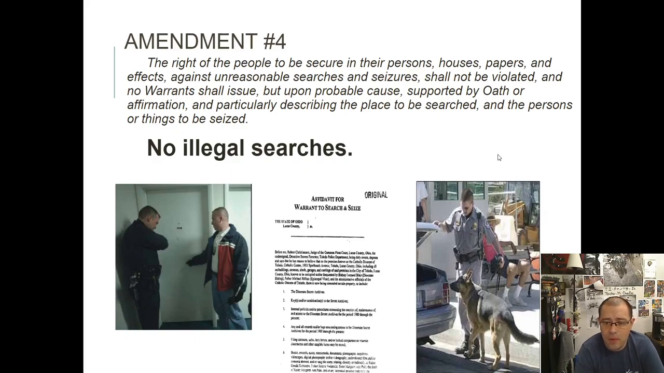Again, I think a lot of people miss the fine print. For instance, it says papers, right? Well, that's documents, right? And so this then, in modern times, has been interpreted to include things like our data. Well, the government is searching and seizing our data without warrant. So I don't have anything to say to that.